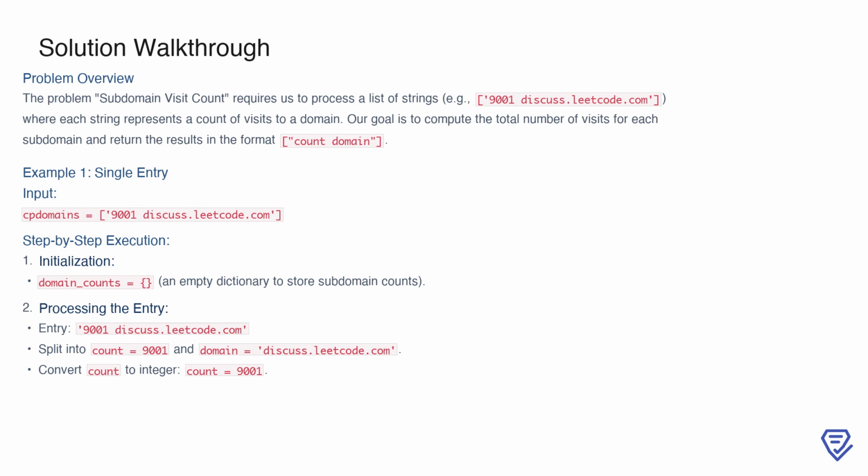First, we initialize an empty dictionary called domain_counts to store the aggregated counts for each subdomain. Then, for the given entry, we split it into two parts, the count, which is 9001, and the domain, which is discuss.leetcode.com. The count is converted to an integer so it can be used in calculations. This sets the stage for processing the subdomains of the given domain.